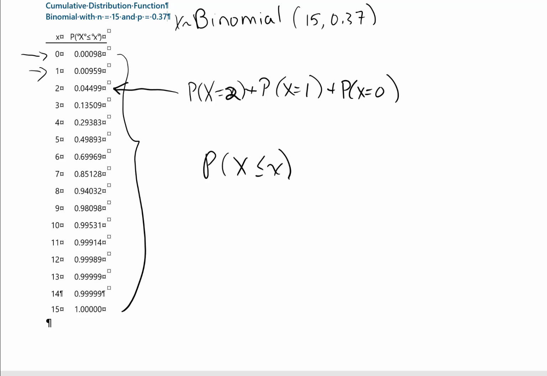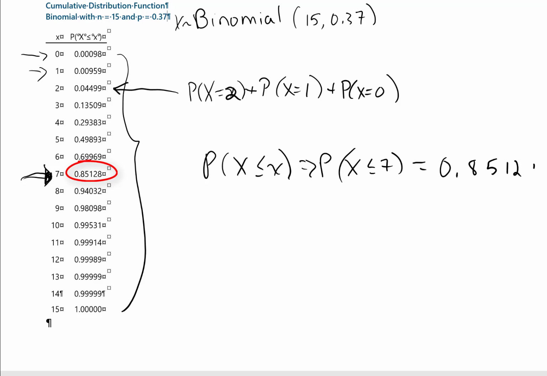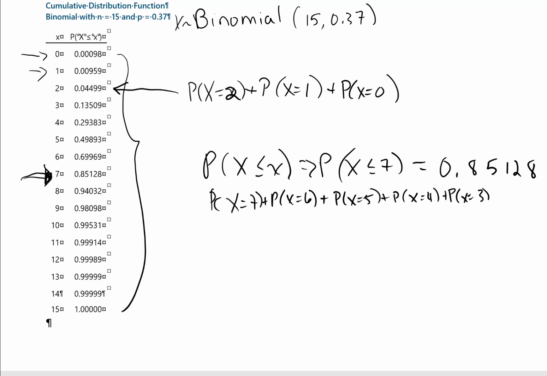So I can easily find any probability of x less than or equal to a certain number. I would just go to the number that I see here. So if I wanted to find the probability that x is less than or equal to 7, I go to this line in my cumulative distribution chart and just read that probability off of there, because 0.85128 is the probability that x equals 8 plus the probability that x equals 7 plus the probability x equals 6 plus 5 plus 4 plus 3 plus 2 plus 1 plus the probability x equals 0. That's that number right there.